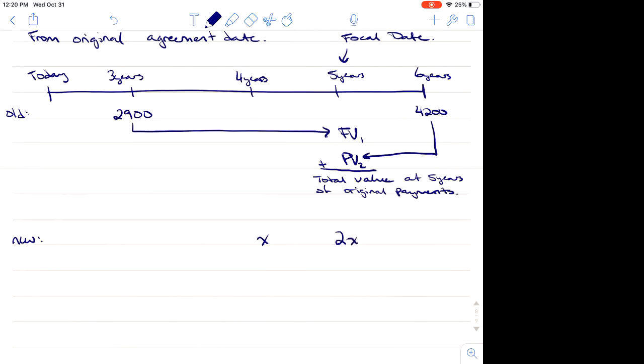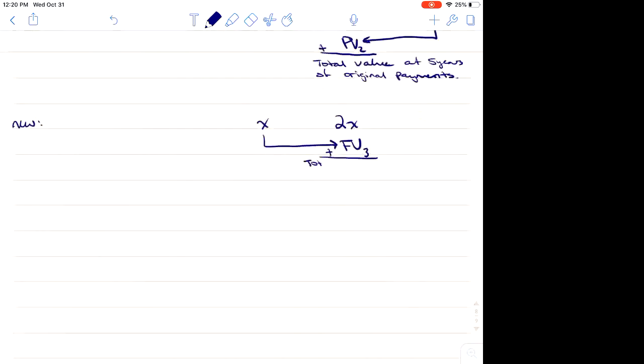Okay. So now this x, we have to calculate the future value 3, but 2x plus future value 3 is going to be the total value at 5 years of the new payments, right? Which, if they're going to be equal, they have to be the same. Those totals have to be the same. So this is the total value at 5 years of the new payments.